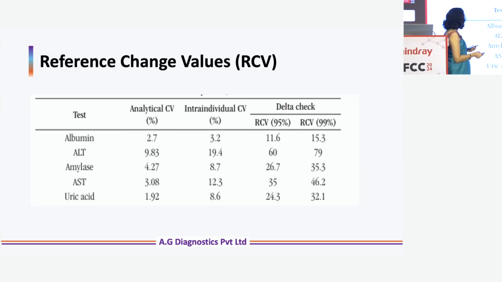So this is just an example. For albumin, this is for a particular lab. So this is not universal because your basic CV percent will be different in each lab. So say for this particular lab, there's an analytical CV, an intra-individual CV, and then they have given the RCVs, which you can use for the delta check.